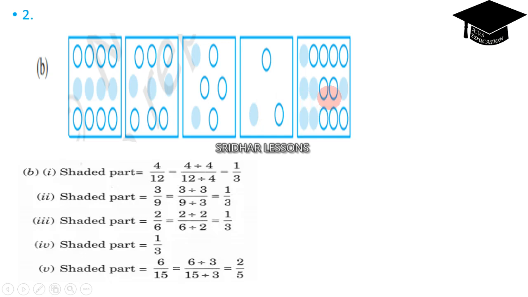And in this fifth figure, 1, 2, 3, 4, 5, 6, 7, 8, 9, 10, 11, 12, 13, 14, 15. 15 are the total parts, and how many parts were shaded? 1, 2, 3, 4, 5, 6. 6 by 15 is equal to 2 by 5.